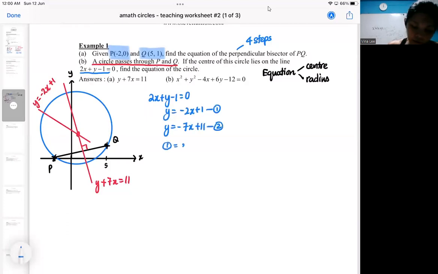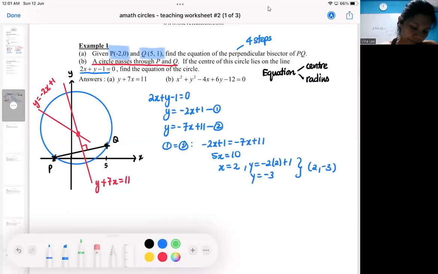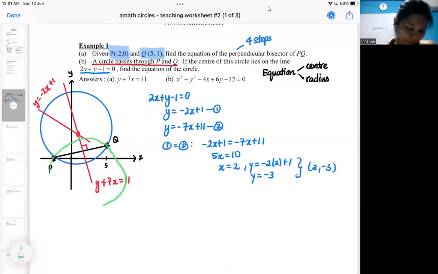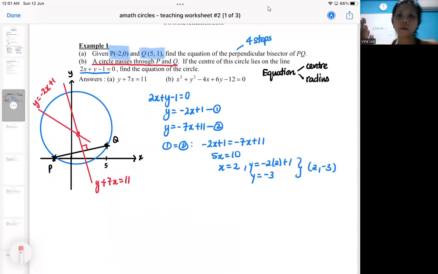So execute your simultaneous equations. That will give you the center. From here, the center is (2, -3). My diagram isn't very accurate, but it doesn't matter, because there could be another circle on this side. The circle could be on this side because they also share the same chord. I wouldn't know which side it is, so it's just a diagram representation.